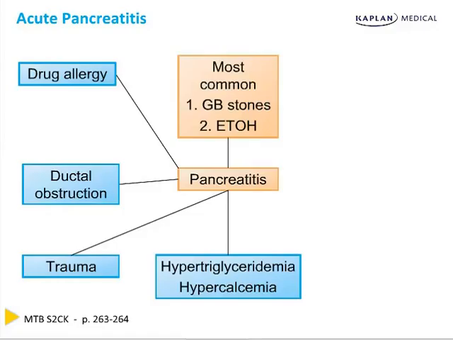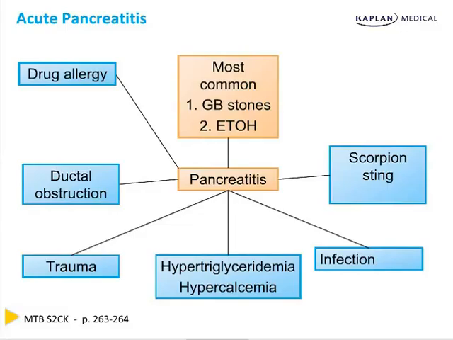Hypertriglyceridemia and hypercalcemia are also causes. Infection in cases of sepsis has also been linked to acute pancreatitis. If you're really unlucky, a scorpion sting can also do it. Lastly, drug toxicity such as pentamidine, didanosine, azathioprine, and estrogen use has also been linked to the formation of acute pancreatitis.